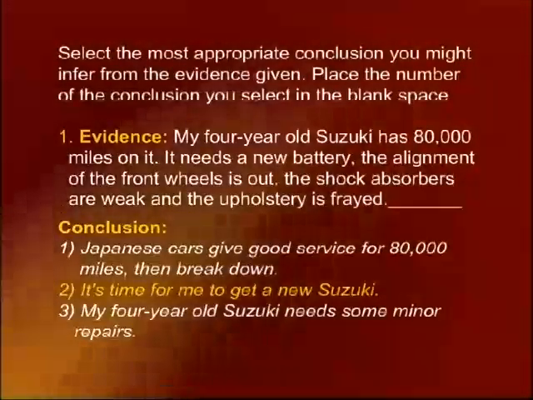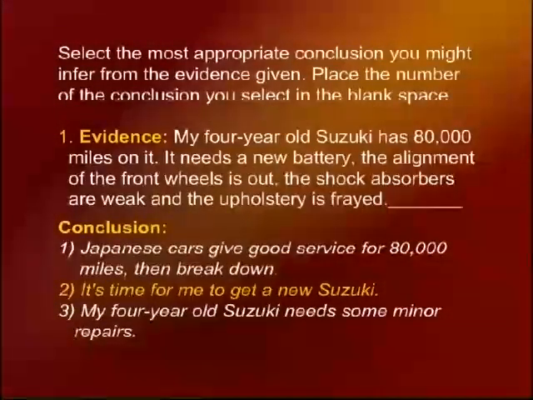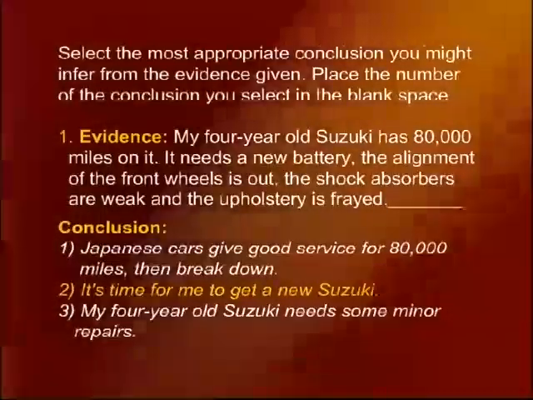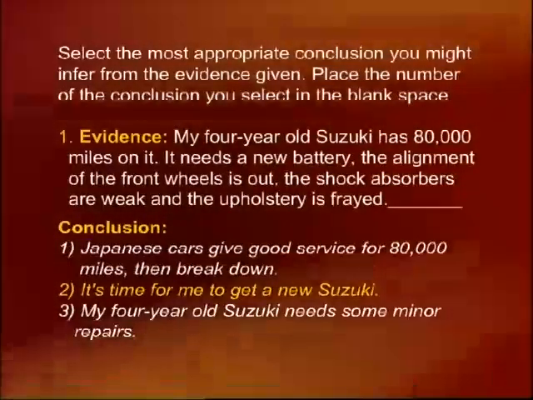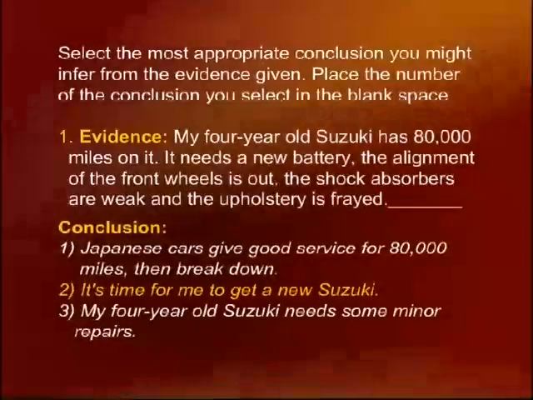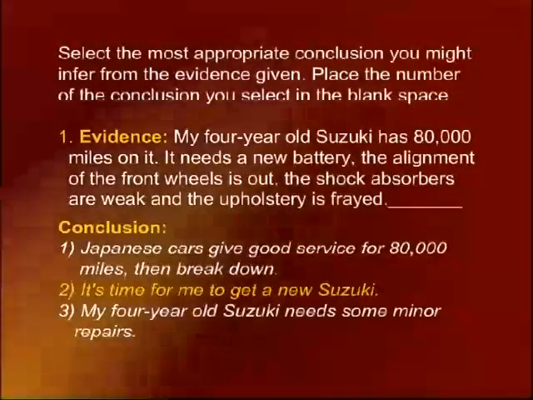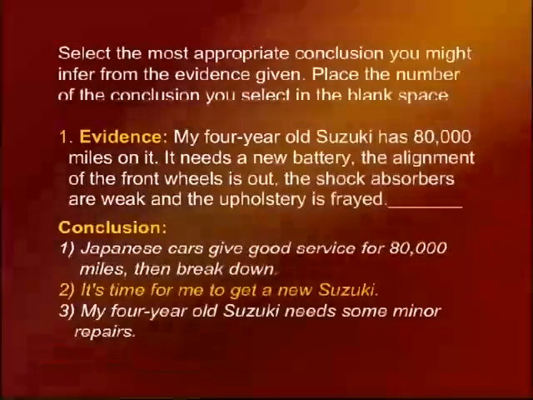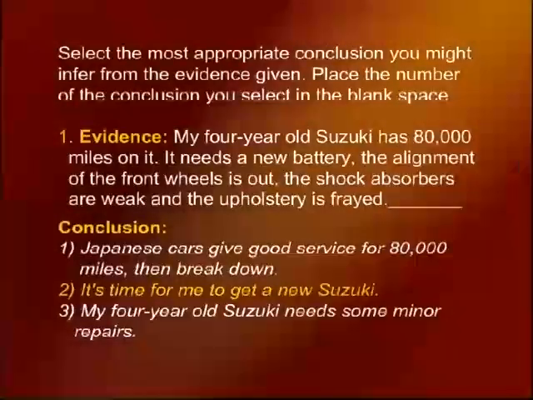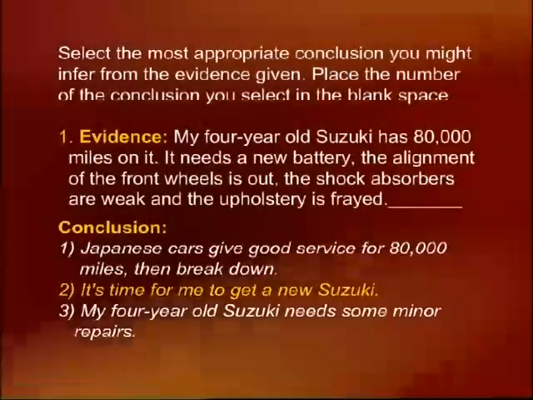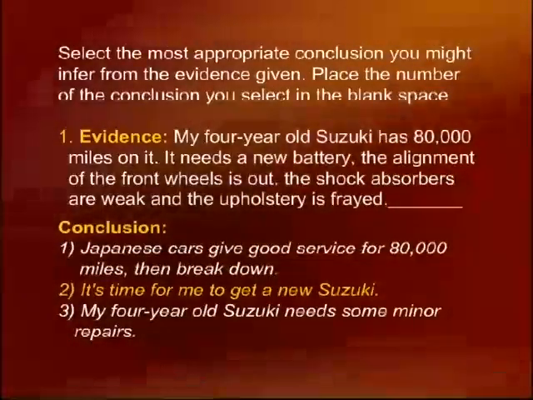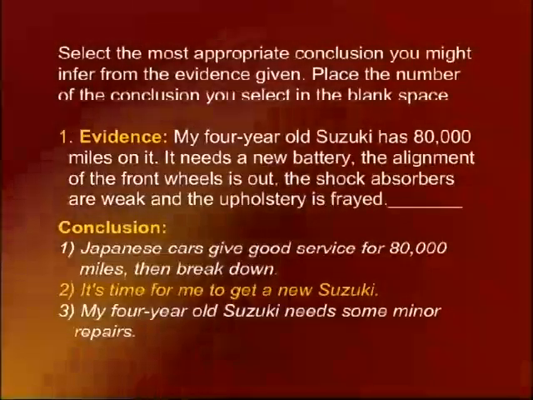A number of conclusions are given you. You have to choose the one which is the most appropriate from the evidence that is there. And the evidence is, my 4-year-old Suzuki has 80,000 miles on it. It needs a new battery. The alignment of the front wheels is out. The shock absorbers are weak. And the upholstery is frayed. Right?